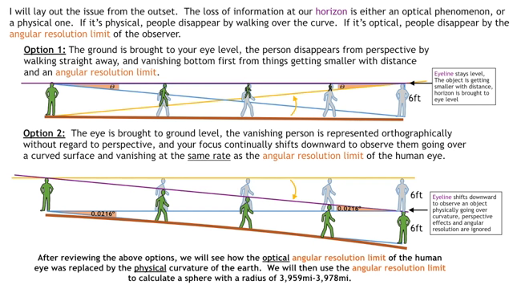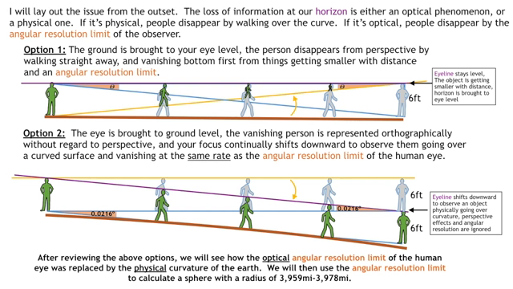I will lay out the issue from the outset. The loss of information at our horizon is either an optical phenomenon or a physical one. If it is physical, people disappear by walking over the curve. If it's optical, people disappear by the angular resolution limit of the observer.